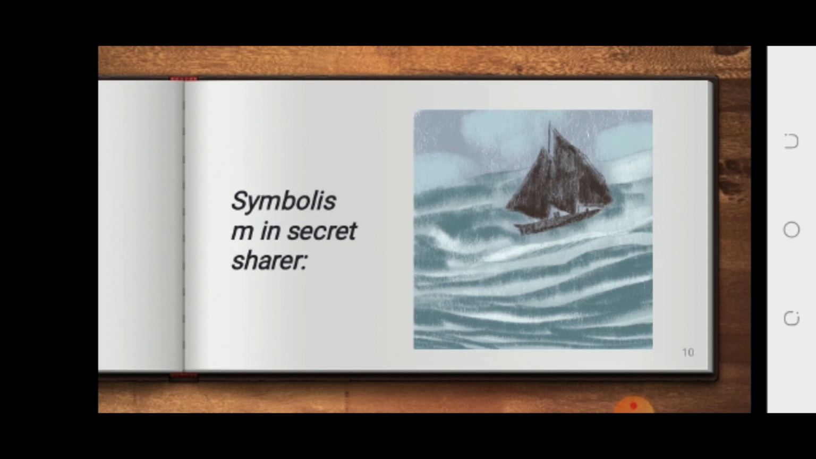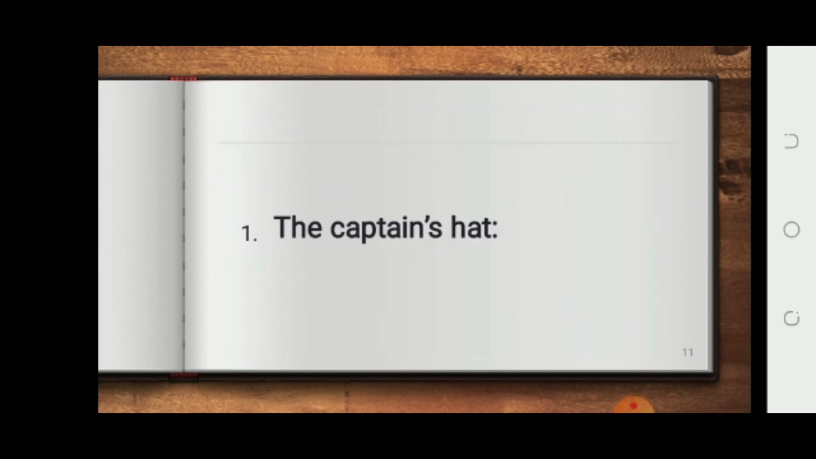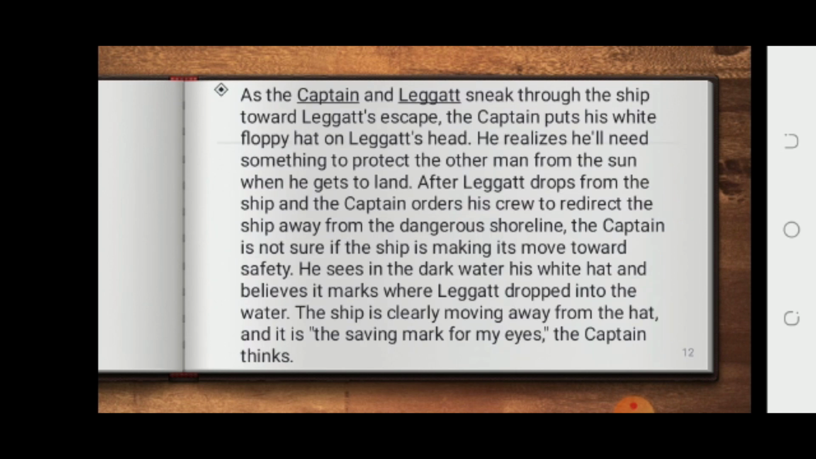So now symbolism in The Secret Sharer, how it is used in this story. We will see the first symbol is the captain's hat. As the captain and Leggett sneak through the ship towards Leggett's escape, the captain puts his white floppy hat on Leggett's head, and he realizes he'll need something to protect the other man from the sun when he gets on the land.